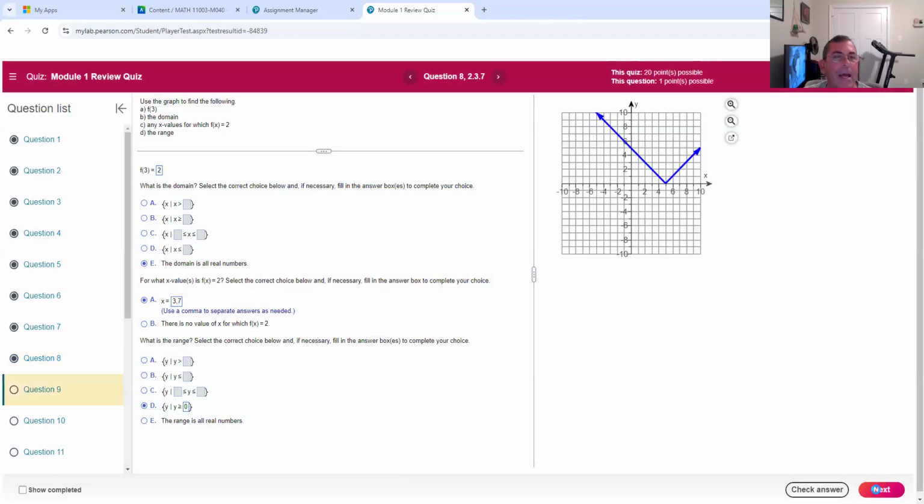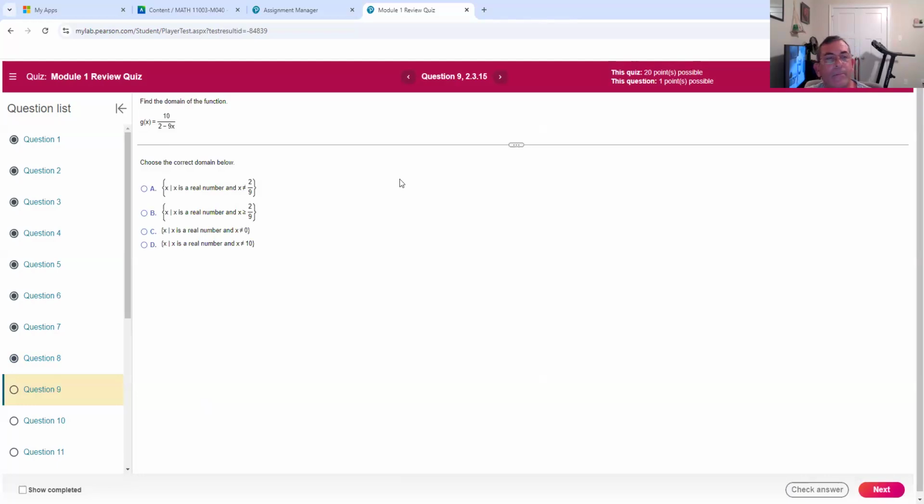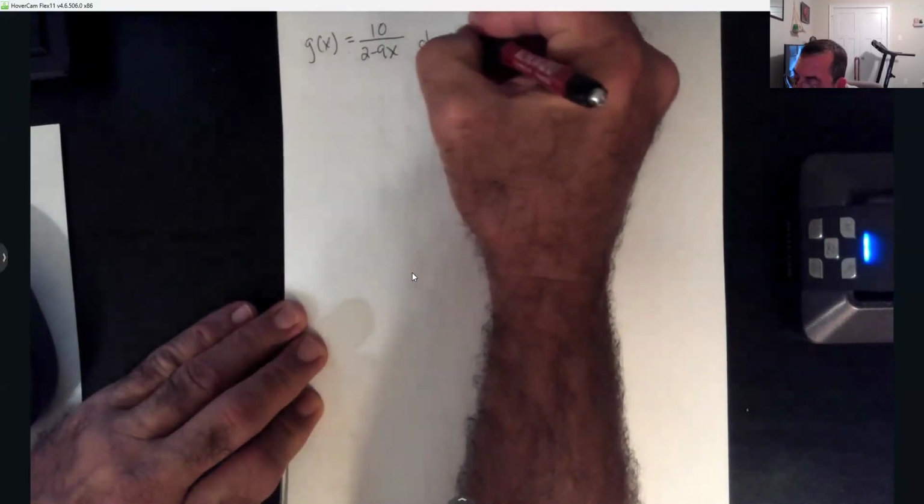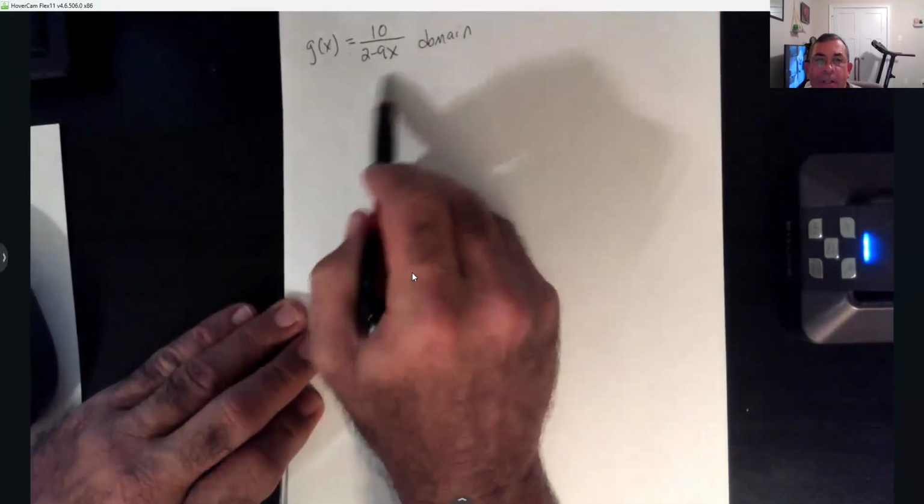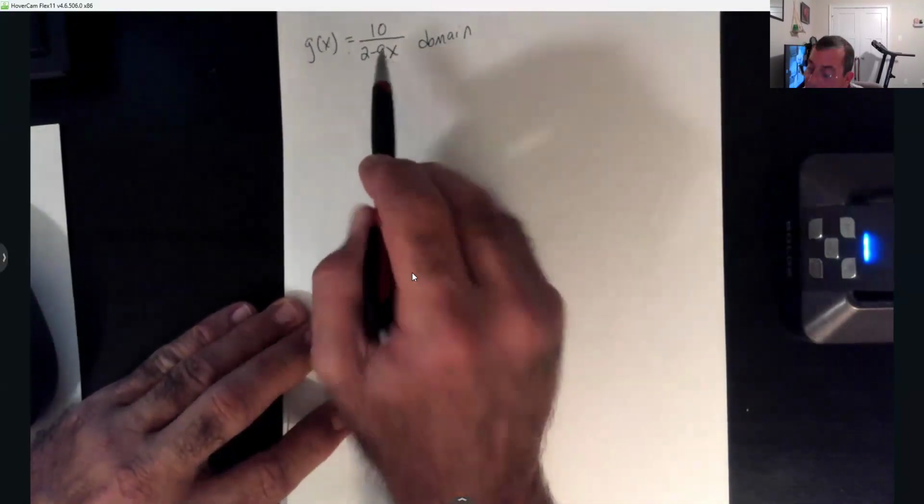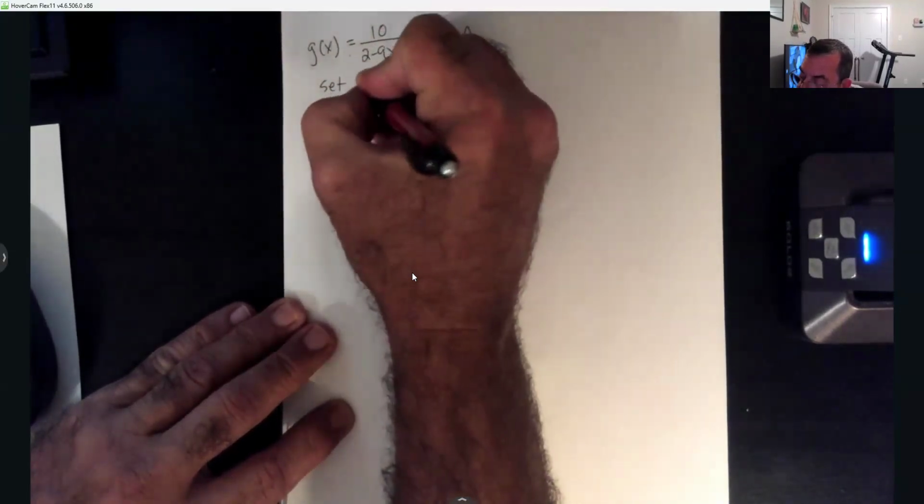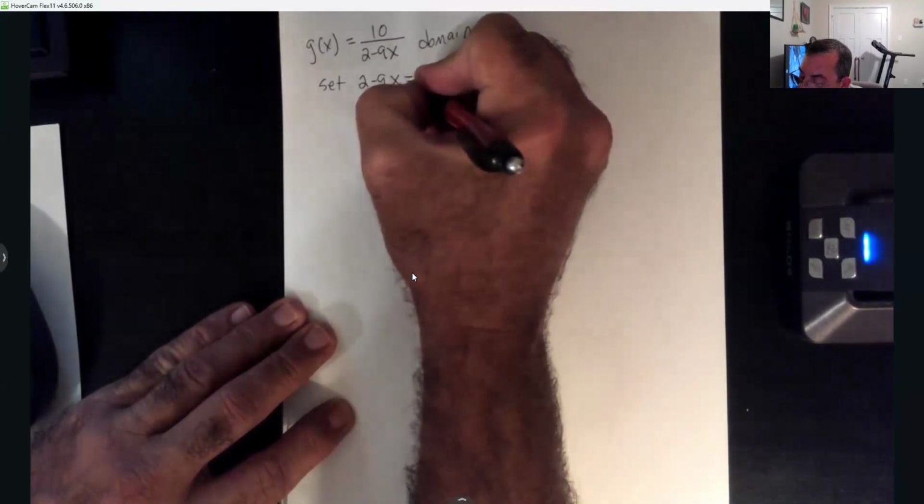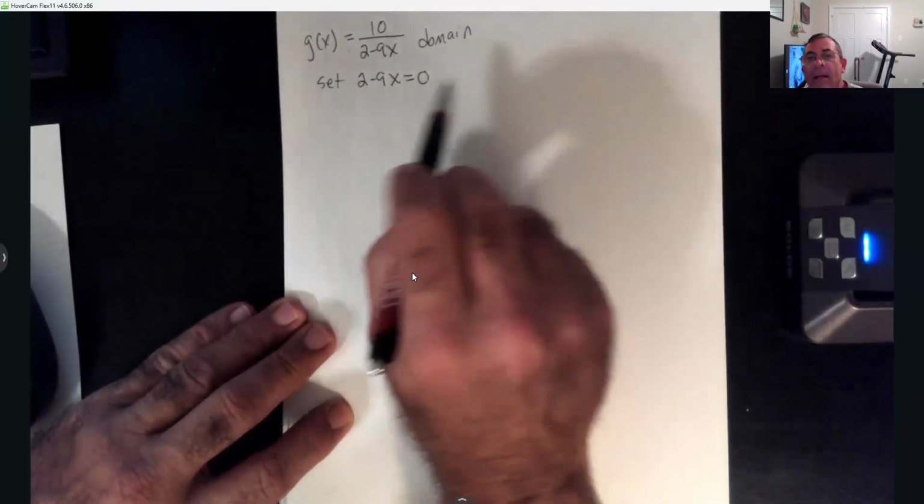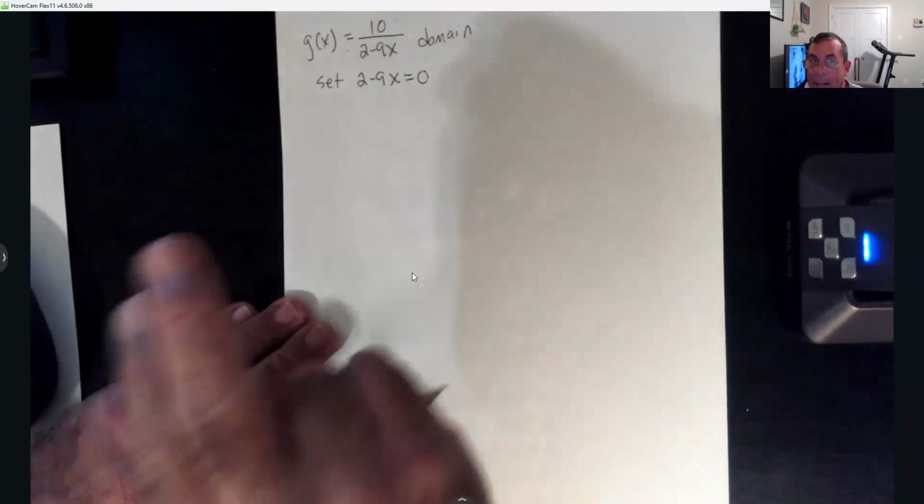All right, y'all, then we moved on to number 9. So they want me to find the domain. I got g of x equals 10 over 2 minus 9x. So let me solve that real quick, and then we will put in our answer. So since this is a domain problem, the only thing I was worried about was fractions. Well, that's what they gave me. So what I got to do is set the bottom of this fraction equal to 0 and solve it. Once I solve that for the x, that number will be kicked out of my domain, okay?